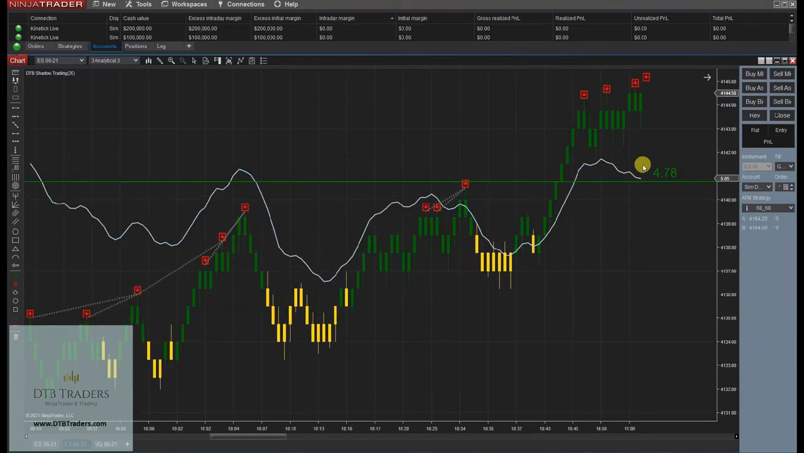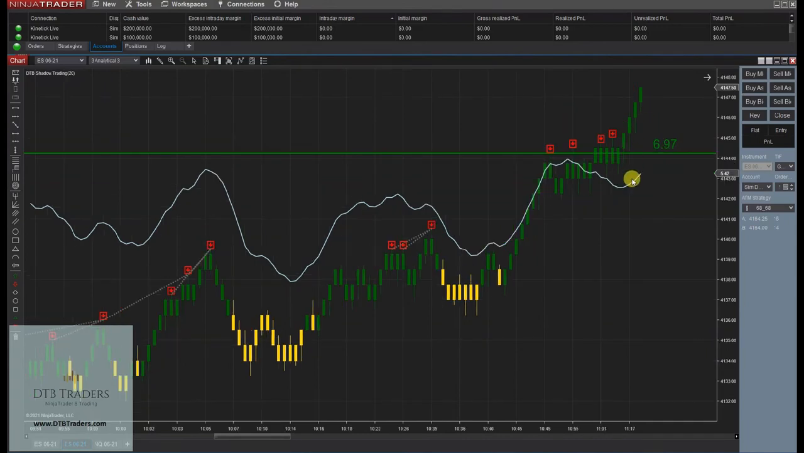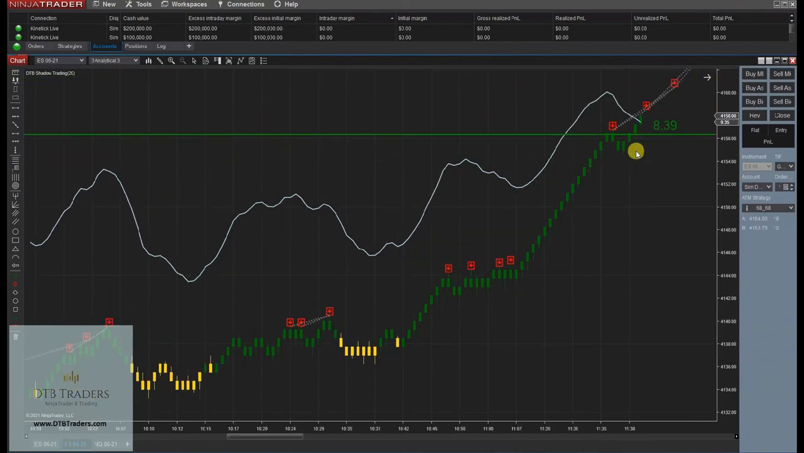So over there it looked like we were shaping up for a nice sell signal. Price was coming up, not yet. We're still in an uptrend.